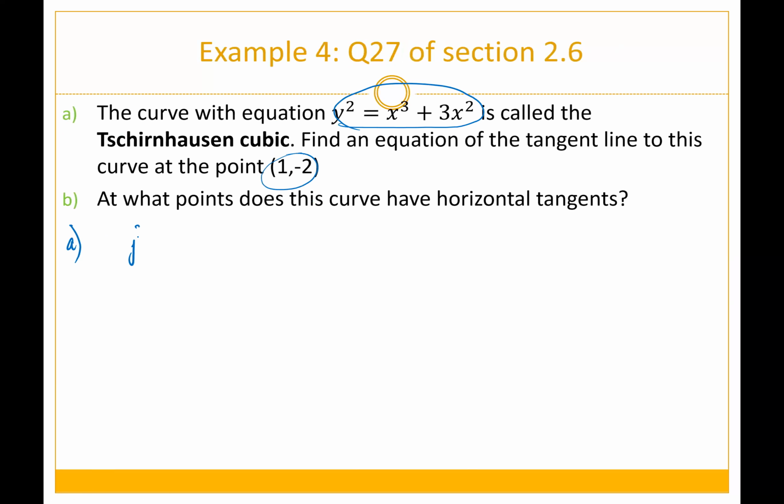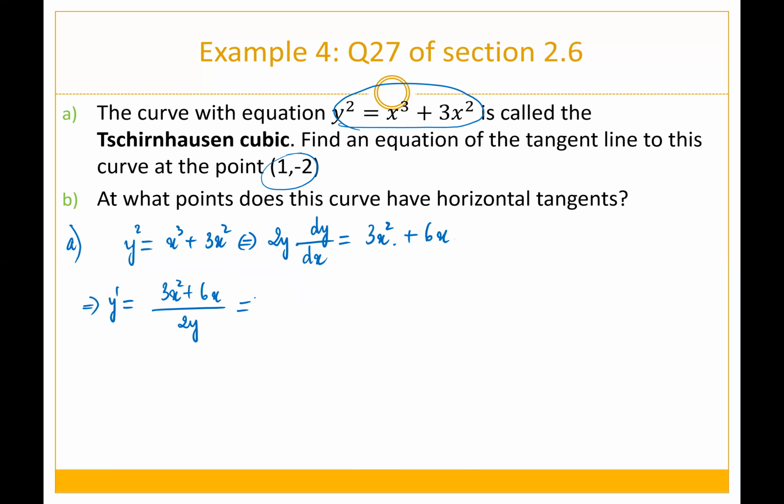So we have y squared equal x cubed plus 3x squared. If you take the derivative of both sides with respect to x, you're going to have 2y dy over dx equal to 3x squared times dx over dx, which is just 1, plus 6x. Now we have y prime equal to (3x squared plus 6x) divided by 2y. And you just plug in 1 and negative 2. So we have (3 plus 6) divided by negative 4, which is negative 9 over 4.